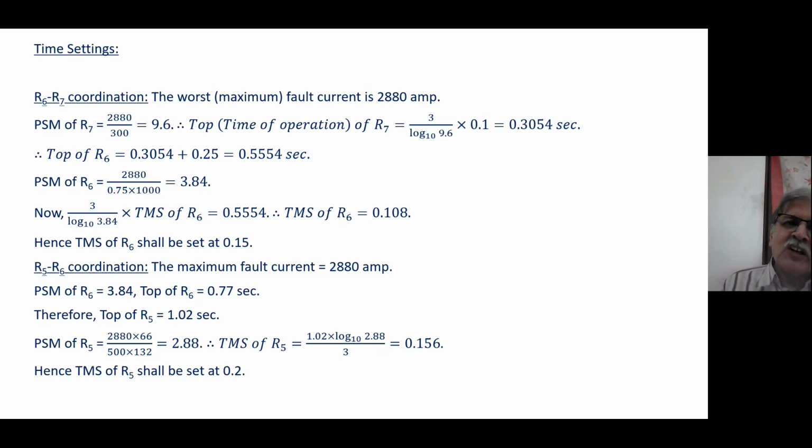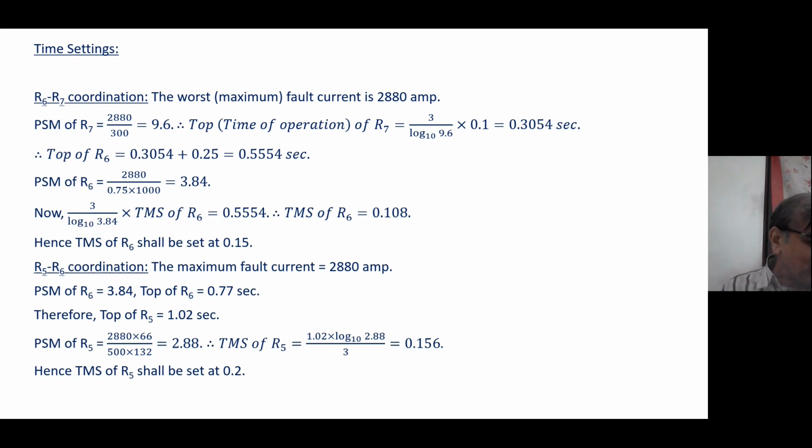2880 divided by 300. So my plug setting multiplier is 9.6. Time of operation of R7, I am using a mathematical formula 3 upon log PSM into TMS. TMS 0.1 is given to me in data for R7 because I have to give something that I am giving. And therefore 0.3054 second is the time of operation of R7. 0.25 added to that time of operation of R6, I know that it is 0.5554 second.